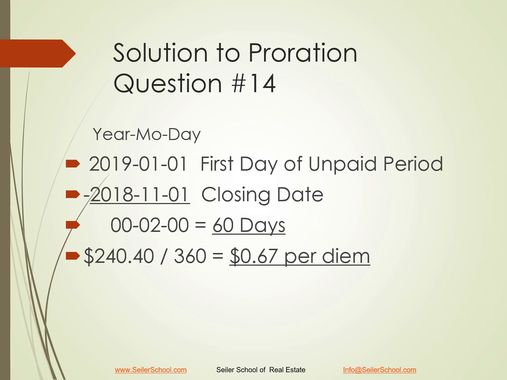$240.40 divided by 360 days equals 67 cents per day. 67 cents per day times 60 days equals $40.20, which is selection A.